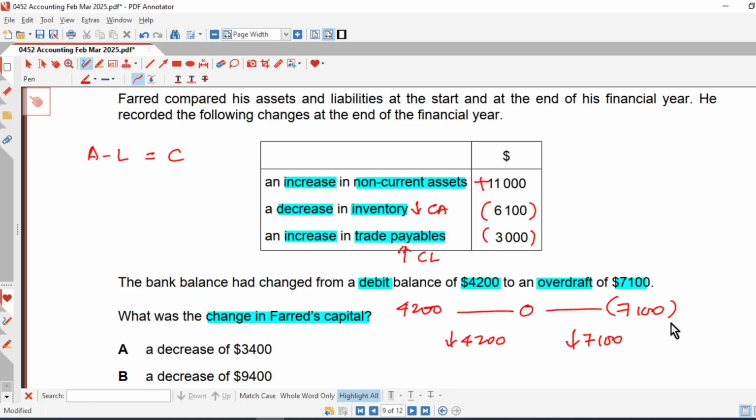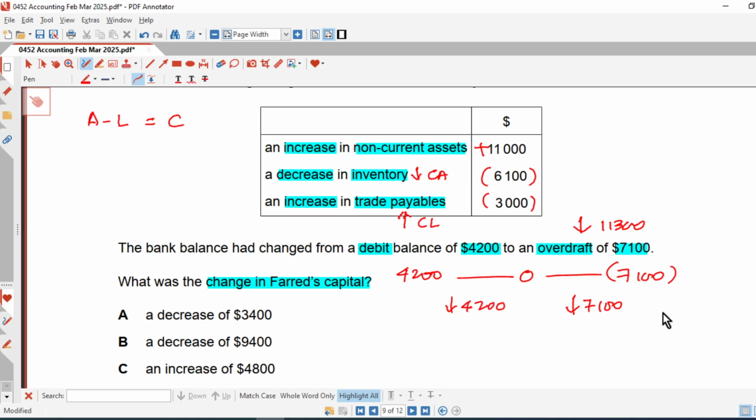So all in all, the bank balance actually reduced by 11,300. So 11,000 minus 6,001 minus 3,000, right? Minus 7,001. So do the math and you should get a decrease of $9,400.